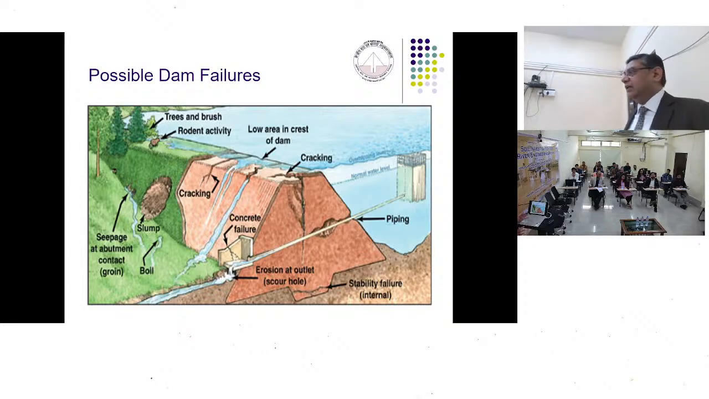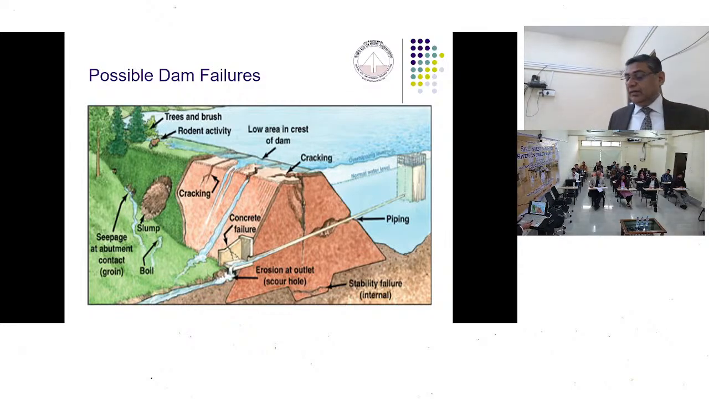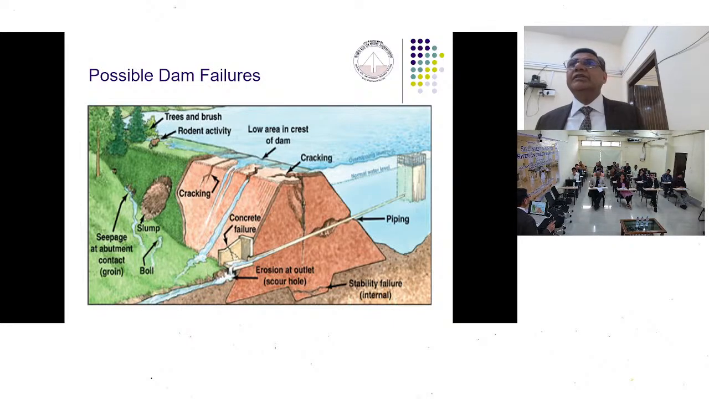So if we talk about an earthen dam, what are the different types of possible dam failures? The most important thing to understand is, number one, that at many of our structures we are allowing trees and bushes to grow in. Now somebody will say, what are these trees and bushes going to do to my dam? It's eco-friendly. It's nothing wrong in it.